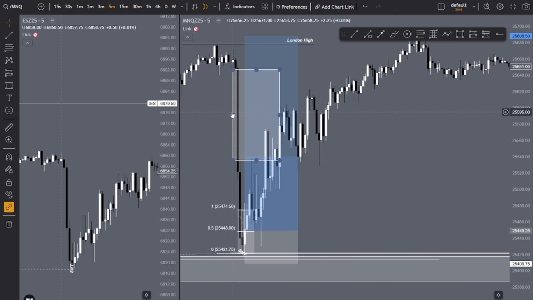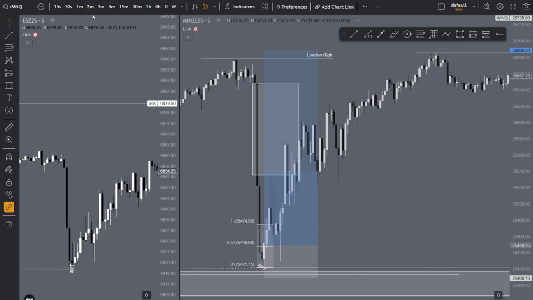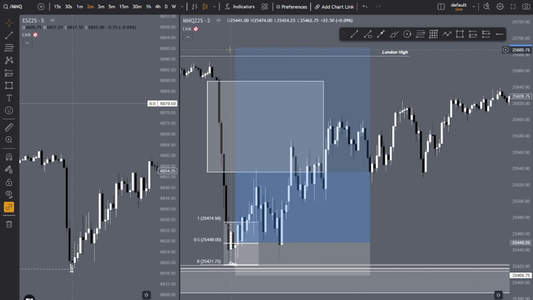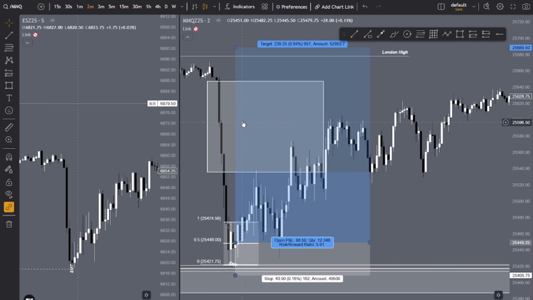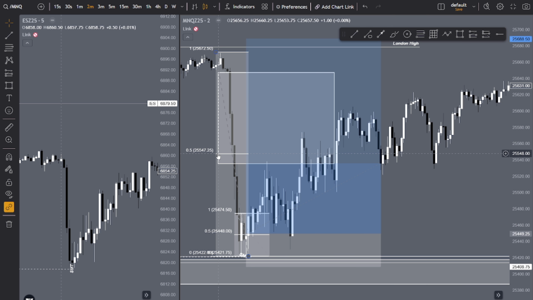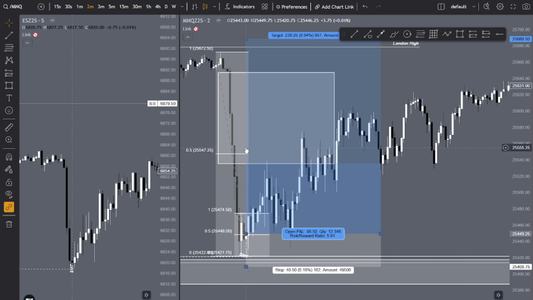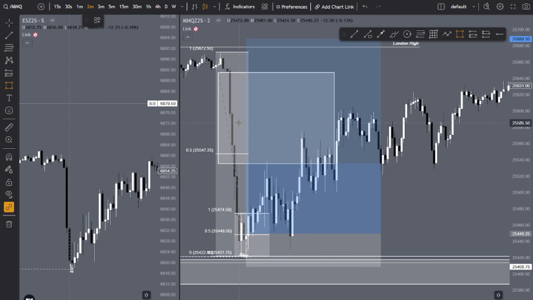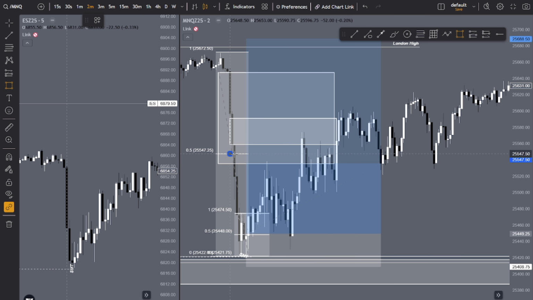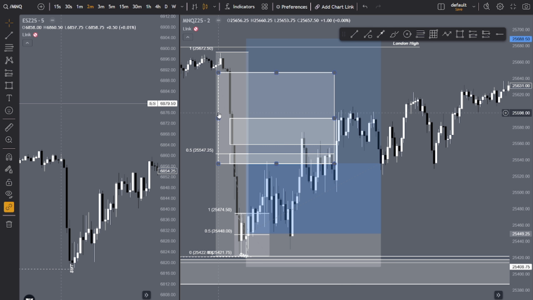So what I like to do is I go down to the 2 minute or the 1 minute, and then I look at the big manipulation upside. I try to find the very center of this move. So I use the 50% of the Fibonacci of this manipulation move, and then I target one of these fair value gaps, right? It could be this one, or it can be this one, whichever the case may be.